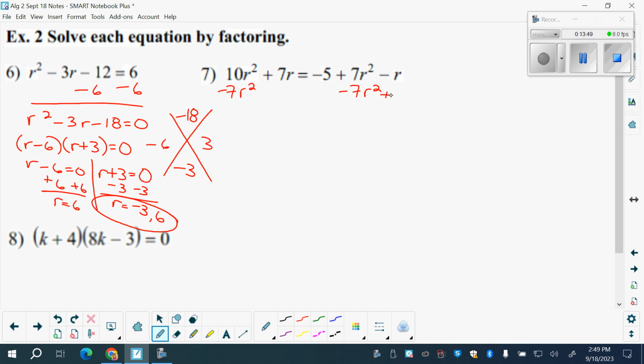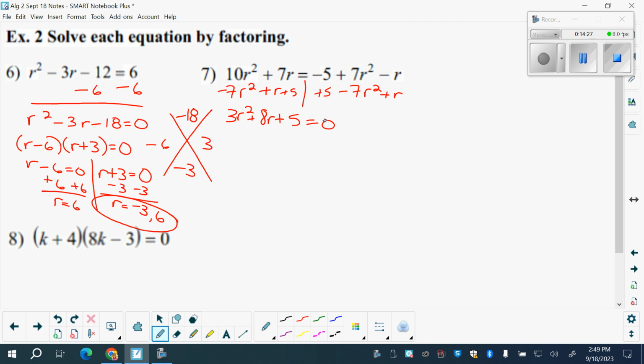And then I'm going to add r. I'm going to put it underneath its like term. And then I'm going to add 5. There's no like term on the left for 5, is there? So I'm just going to put it over on that side, plus 5. So we get 0 on the right-hand side. And then how many r squareds do we have? 3r squared. And how many r's? 8. Plus 5 is 0. So what would my next step be?